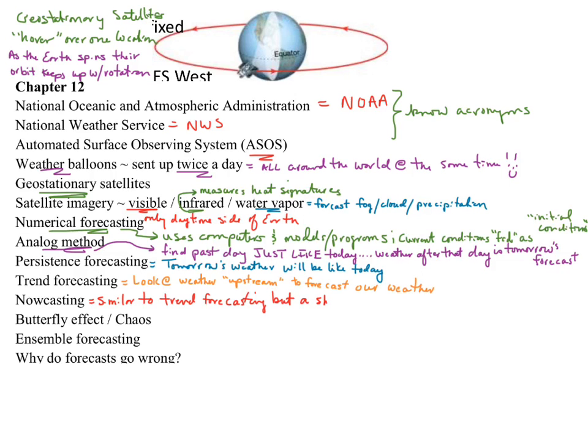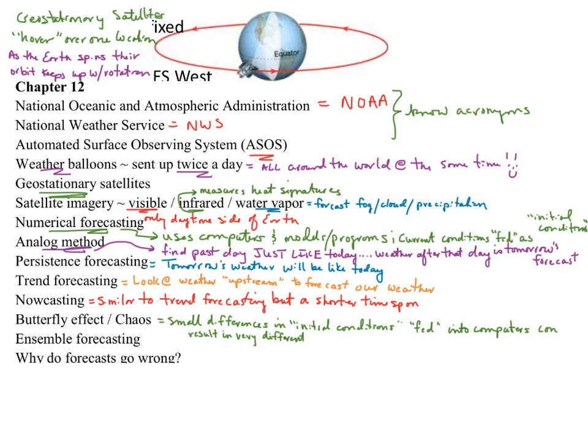The next one, butterfly effect and chaos. Actually, they can kind of be summarized in that a small change or a small difference in what we feed our computer as initial conditions can make a dramatic difference in what the forecast from that numerical forecasting will be. That's called the butterfly effect or chaos in general.